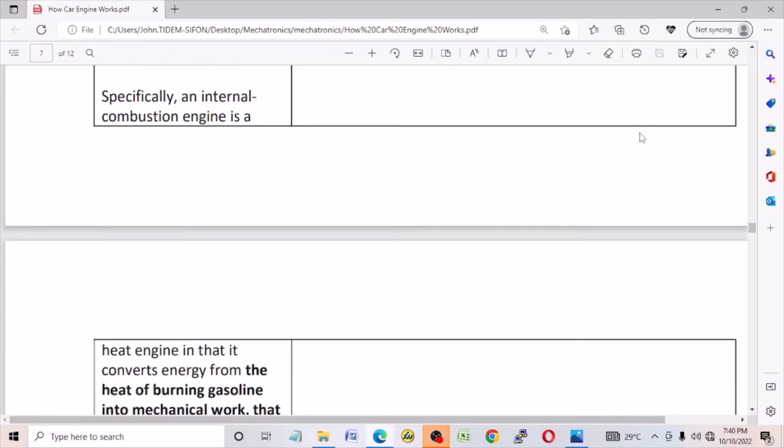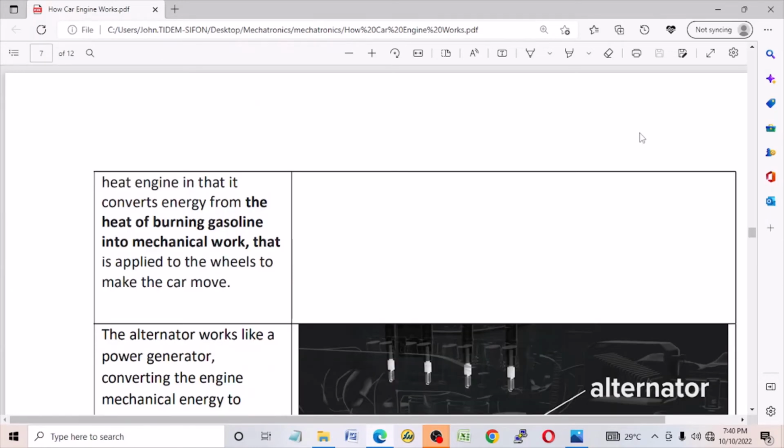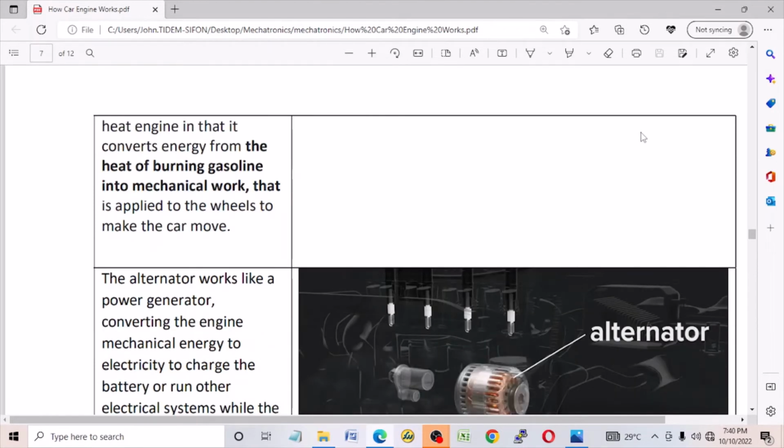Specifically, an internal combustion engine is a heat engine in that it converts energy from the heat of burning gasoline into mechanical work that is applied to the wheels to make the car move.